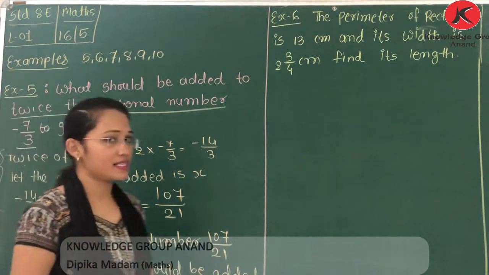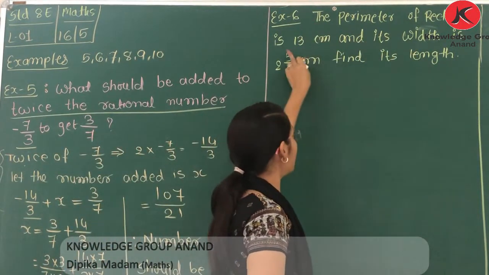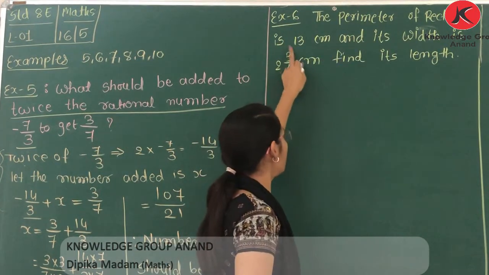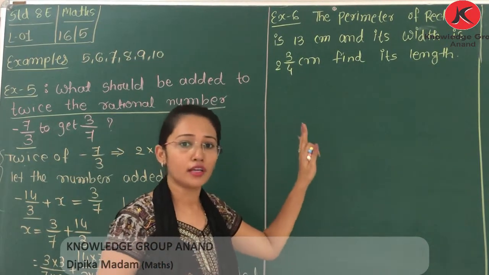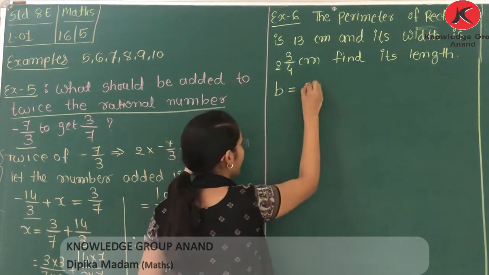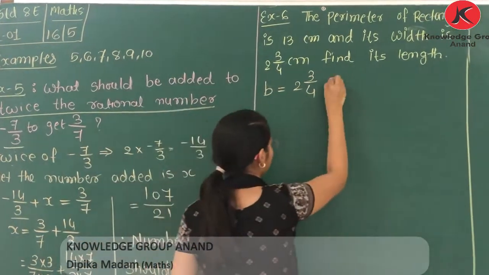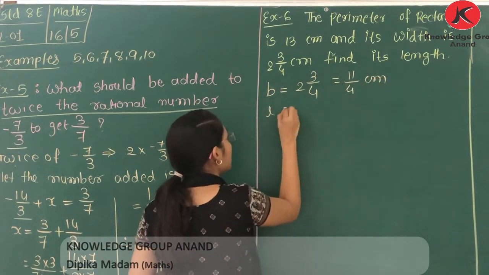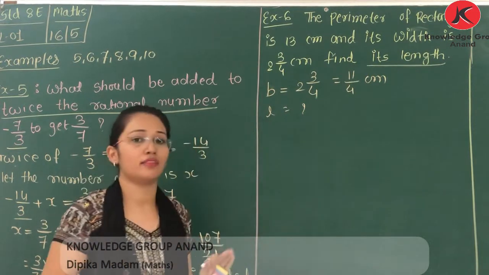Okay? Next example, that is example 6. The perimeter of a rectangle is 13 cm and its width is 2 3/4 cm. Find its length. Here in the question, what information is given? The breadth is given, that is 2 3/4. Convert this into an improper fraction, 11/4 cm. The length you have to find. Here it is written: find its length, meaning the value of length is not given.